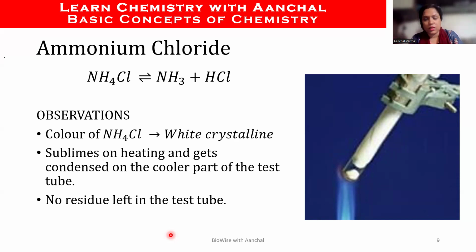Everything sublimes. So here you observe that the color of NH4Cl is white crystalline. It sublimes on heating and gets condensed on the cooler part of the test tube, and there is no residue left behind in the test tube because everything heats up, gets sublimed, and changes into vapor, and again condenses on the solid part, that is, on the cooler part of the test tube.